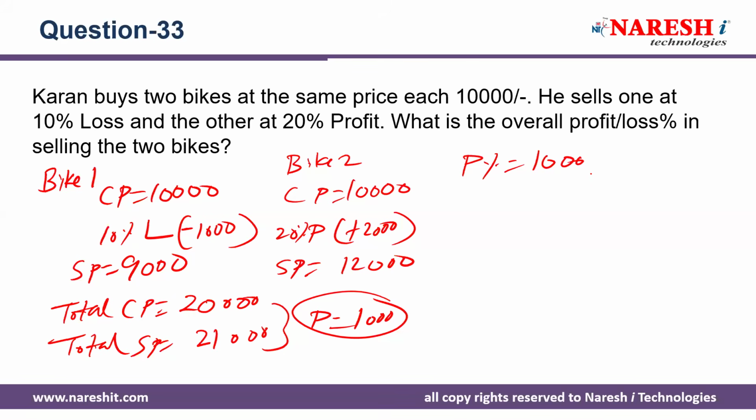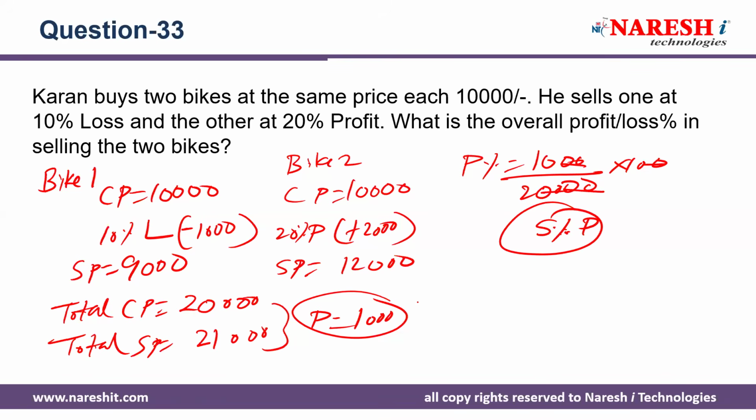What profit did he make on total investment? Because they're asking the profit percent on total. Total means the total investment of two bikes. 20,000 into 100. Two zeros cancel. 10 by 2, 5% profit. So the final answer is 5% profit, because you got 1,000 rupees profit, and 1,000 rupees on 20,000 rupees investment is 5%.